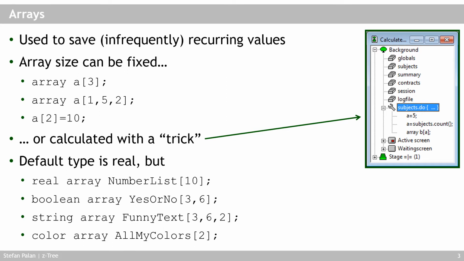And for arrays, it is the case that the default variable type is a real, again, a numeric variable. But you can define arrays for all of the basic variable types, by just saying real array or Boolean array or string array or color array.